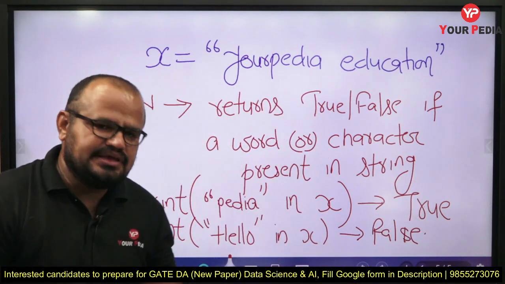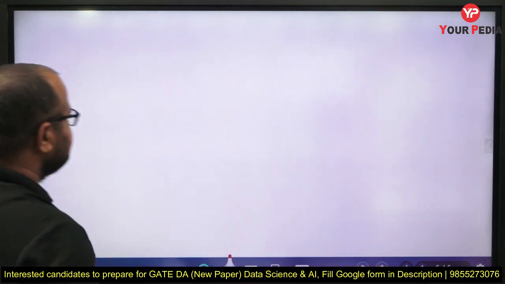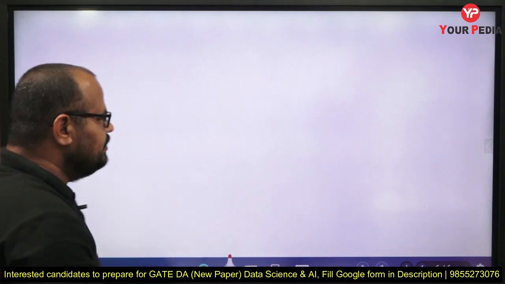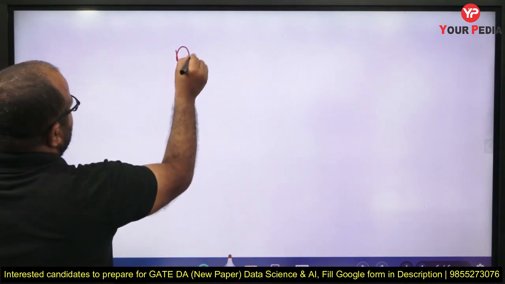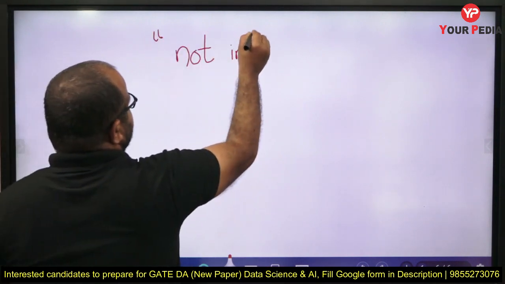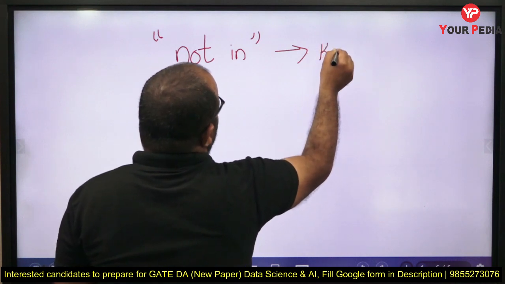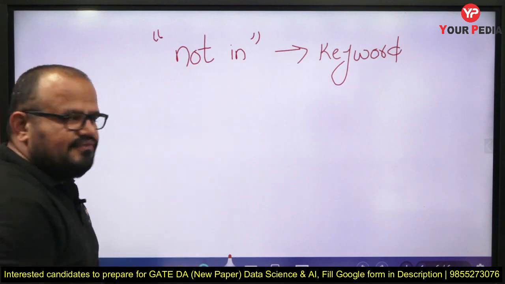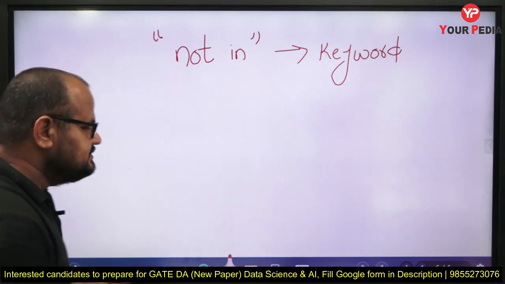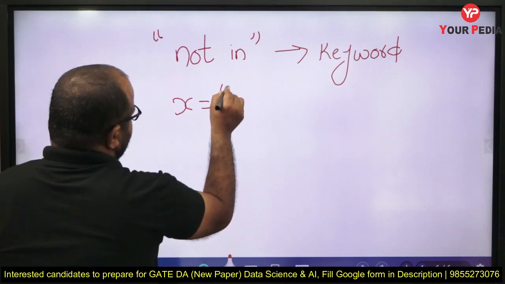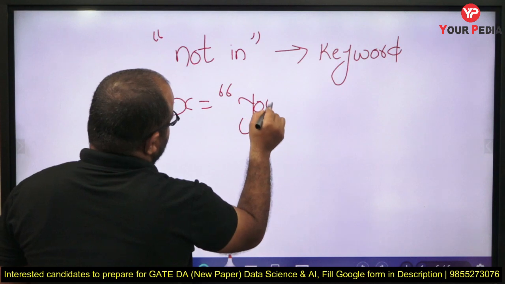Fine. In the same way, if you want to check whether something is not present in a string, in that case you use the keyword not in. So keep in mind, dear students, this is not a function, this is a keyword. In and not in are keywords. They are reserved words. They have some specific functionality related to these words. Fine, my dear students. So if you write again, my X or my string is YourPedia education.